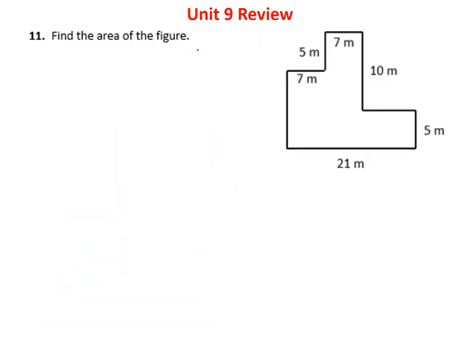Number 11, they ask us to find the area of the figure. Well, you'll notice that it's irregular, so the first thing we're going to do here is divide it into 3 rectangles. So I'm going to draw a line here and mark out area 1, another one here, area 2, and then area 3. Now all I have to do is find the area of each rectangle, which is just base times height, and then I can add them together to find the total area.